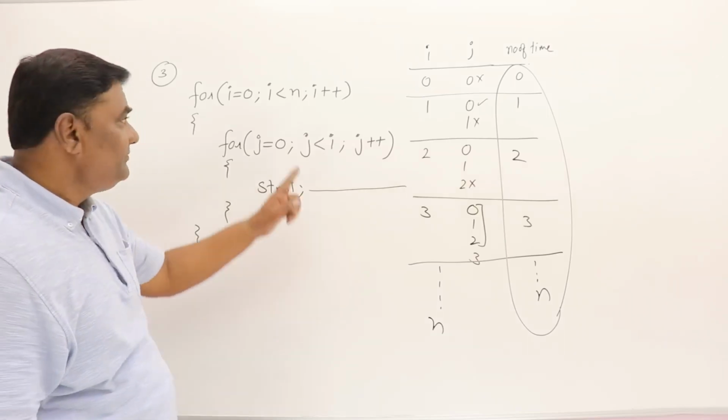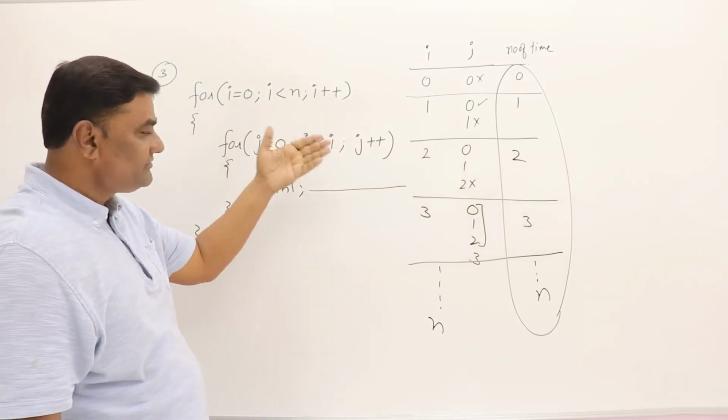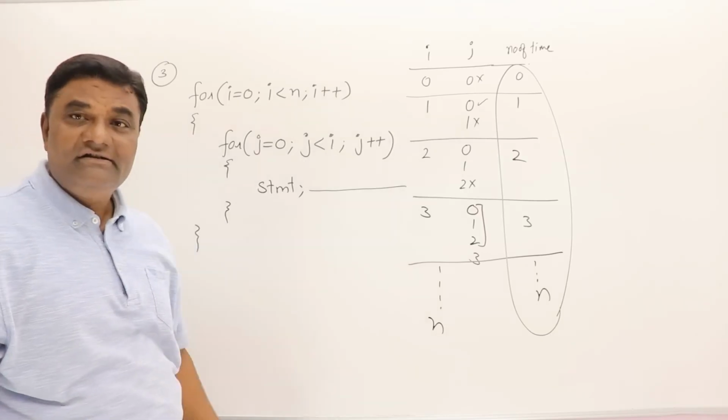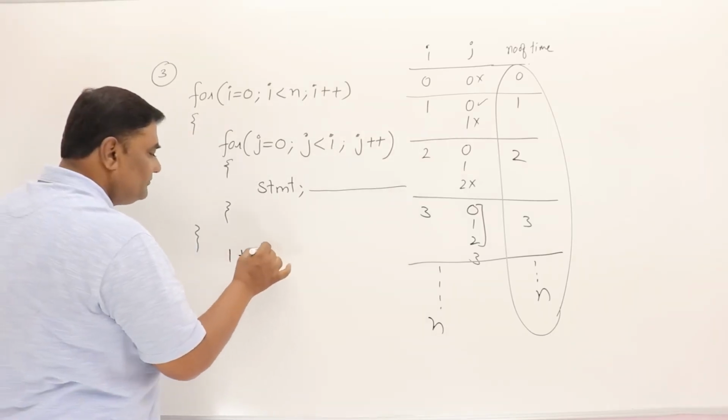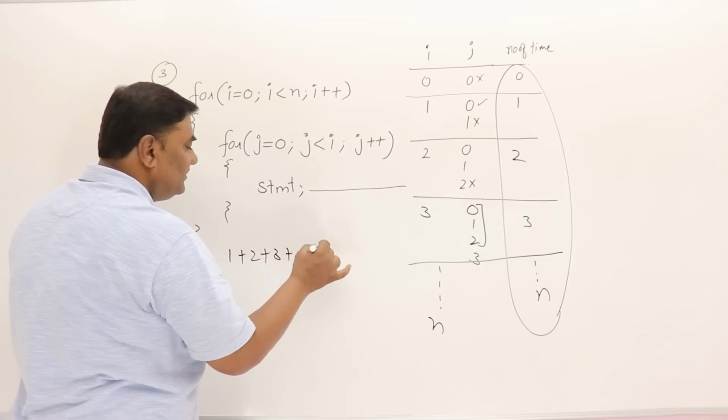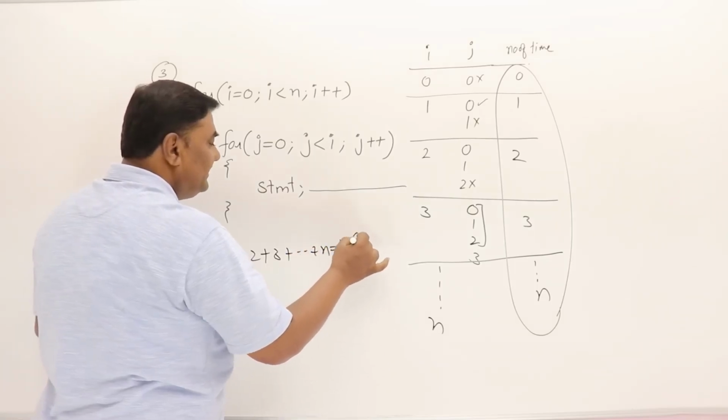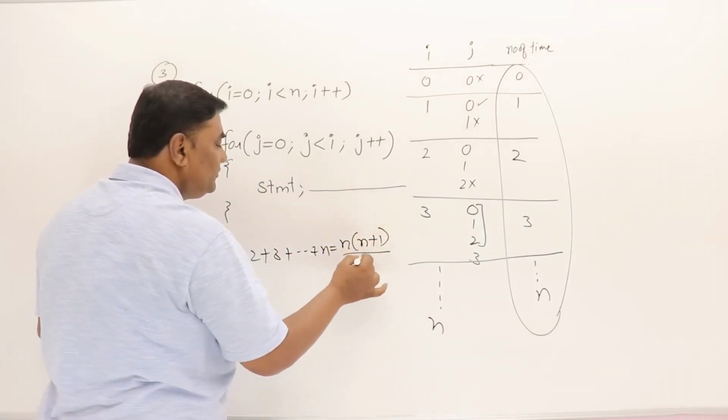Right? So I'm assuming that it is going till n, though it is not till n, it is less than n. How much is that? 1 plus 2 plus 3 goes on to n. This is nothing but n into n plus 1 by 2.